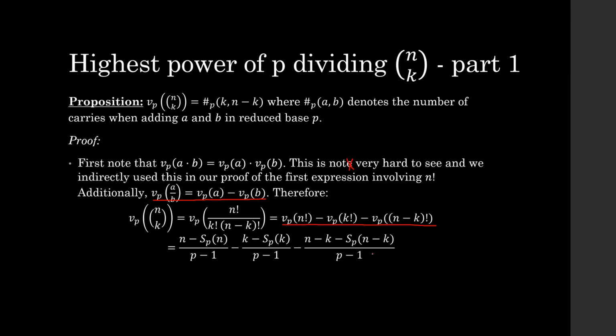So I've just plugged in the formulae we found for them. Now if I carry out this subtraction here, I've got a common denominator of p minus 1, so I can just do it straight away. I've got n minus n here, so these cancel out. I've got minus k plus k, so these cancel out. This guy becomes a plus, and this guy becomes a plus. So in the end, I'm going to have plus S_p(n) minus k plus S_p(k) minus S_p(n) all over p minus 1.